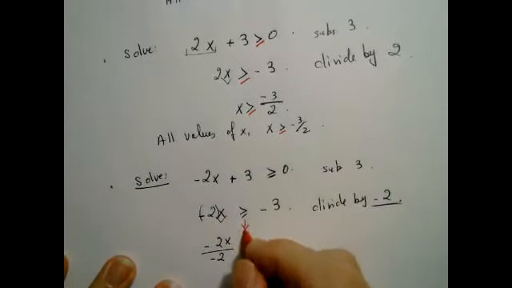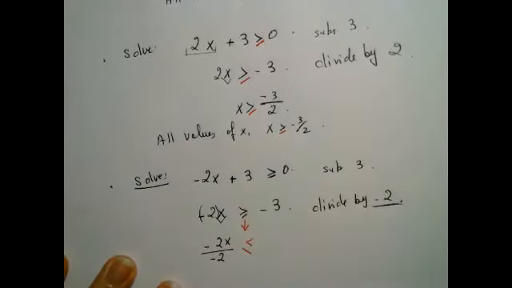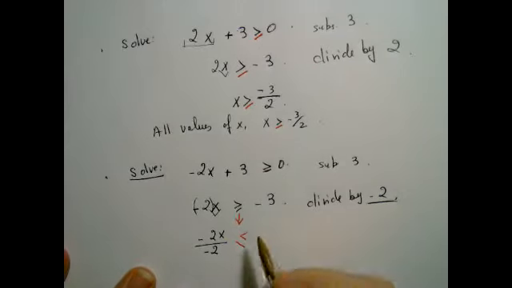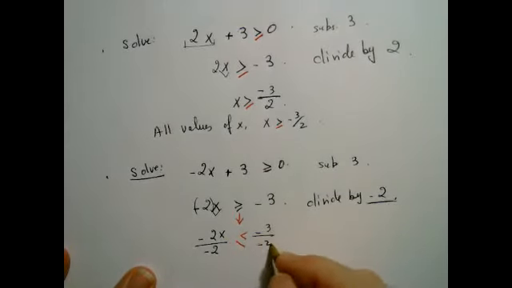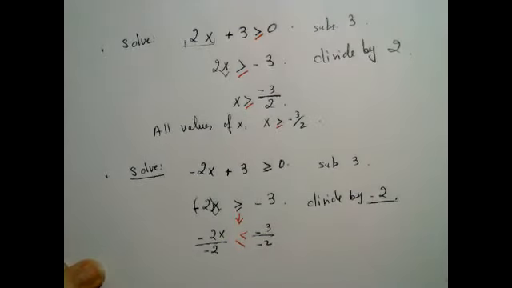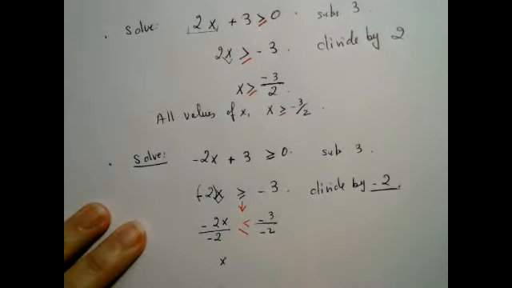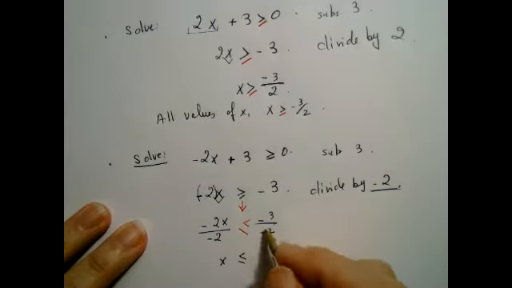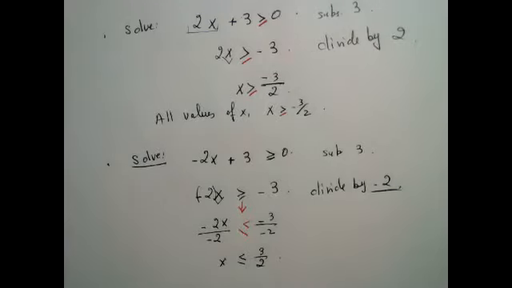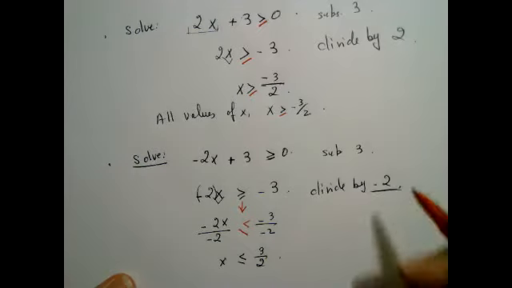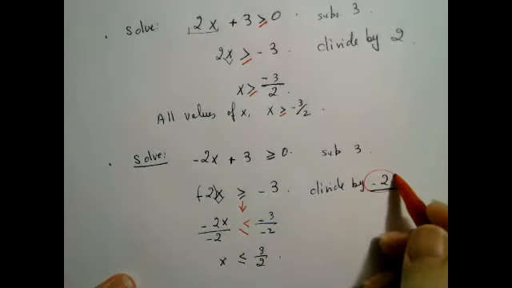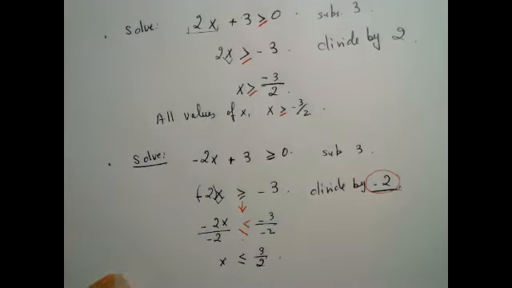It means this larger or equal will have to become less or equal to minus 3 over minus 2. And that's absolutely crucial. And this will give me x less or equal to 3/2. So in solving inequalities, especially the simple ones we're working with, the only thing you have to pay attention to is that if we divide or multiply by a negative number, we have to flip the sign of the inequality.